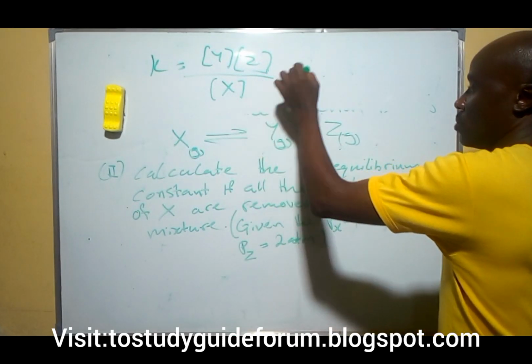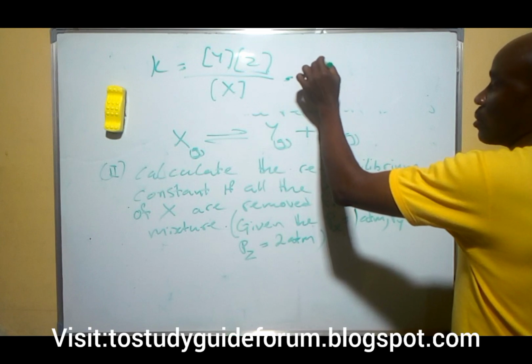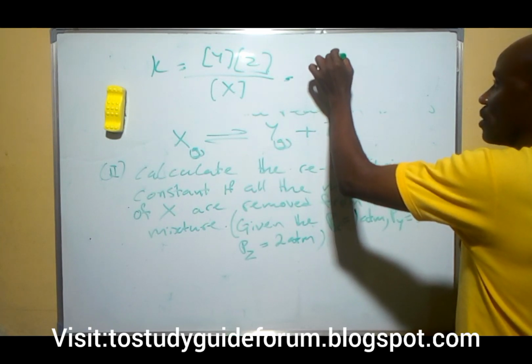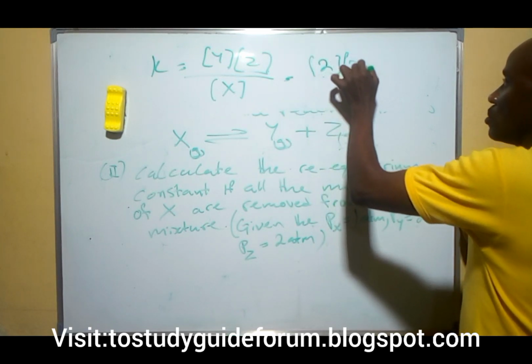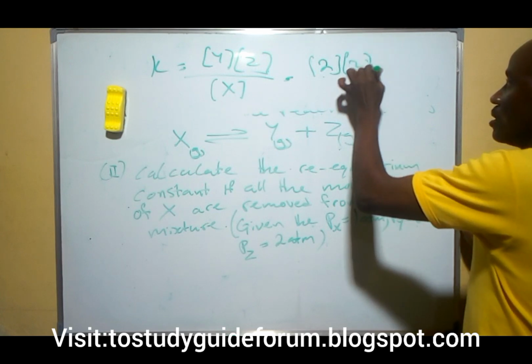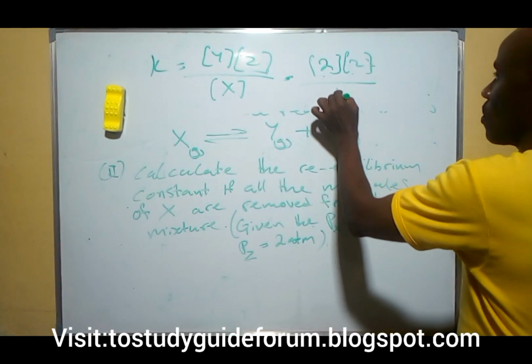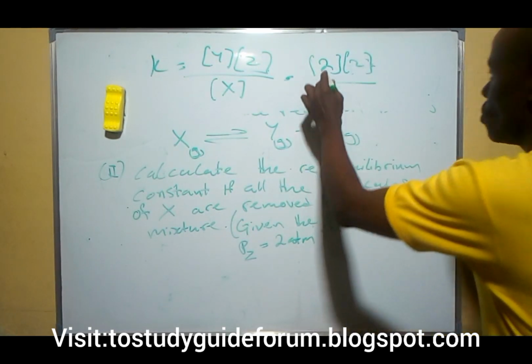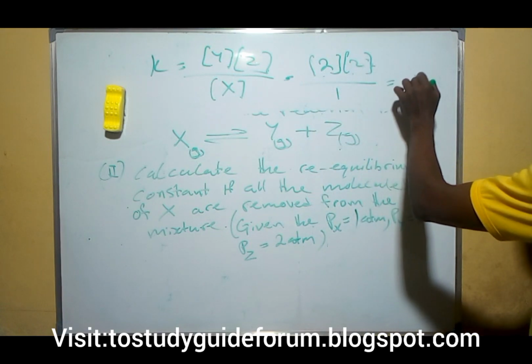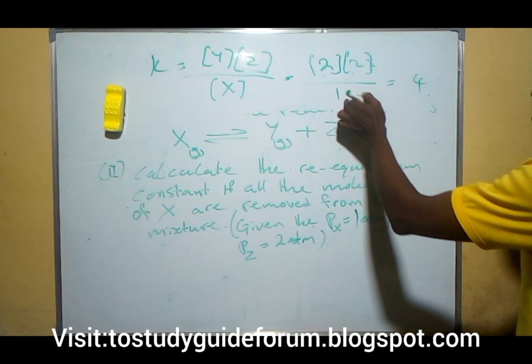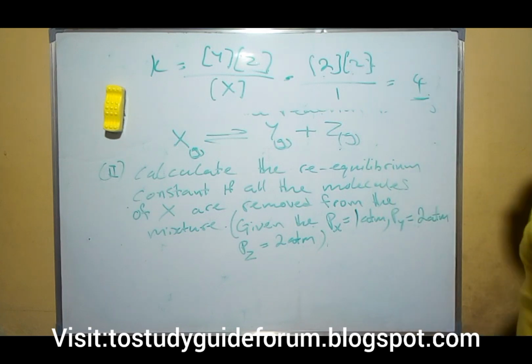The next thing we do is substitute. We have 2 atmospheres and 2 atmospheres again, all over 1 atmosphere. 2 multiplied by 2 gives us 4. 4 divided by 1, the answer is 4. That is, the equilibrium constant here is 4.